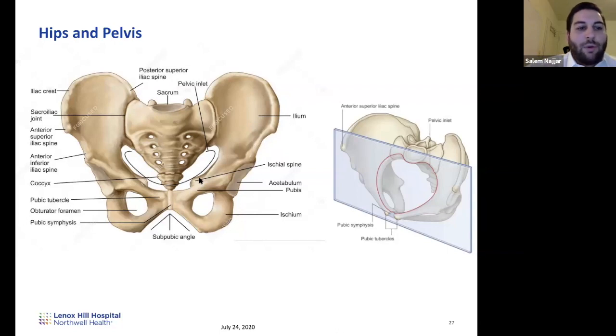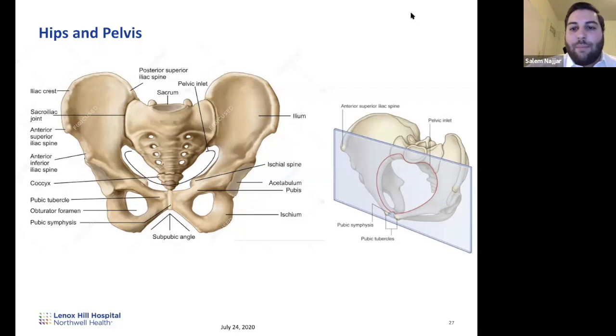Additionally, another couple things you should keep in mind are the fact that the coccyx is at the most inferior portion, and there's also the anterior superior iliac spine as well as the anterior inferior iliac spine. And then the pelvis is sort of cocked forward a little bit. You can see that the anterior superior iliac spine is in line with the pubic symphysis, and it sort of has an anterior tilt to it. And the pelvic inlet is there as well.